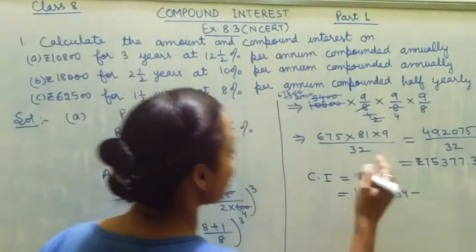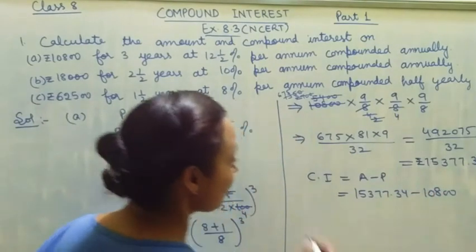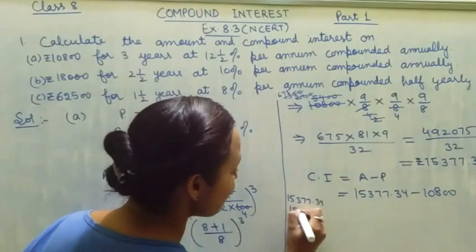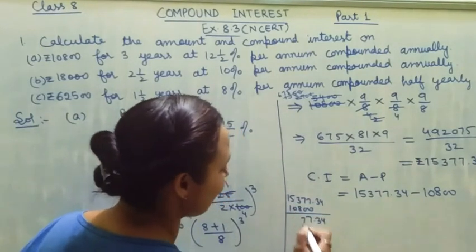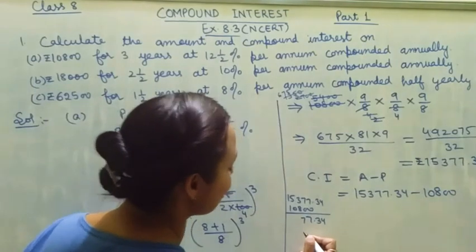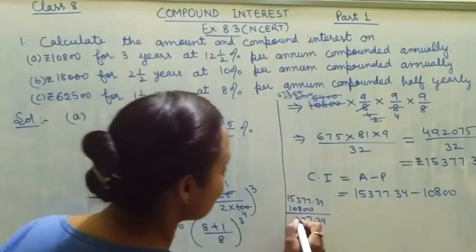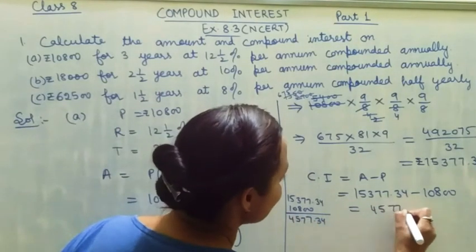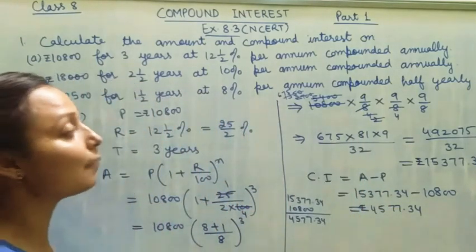15,377.34 minus what is the principal? That is 10,800. So I will reduce 15,377.34 minus 10,800. That is 4,577.34. So this is the answer for compound interest and amount.